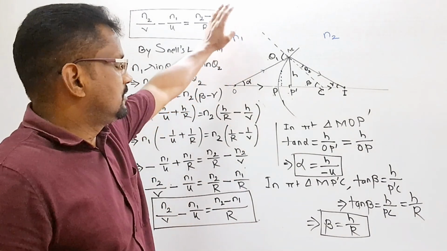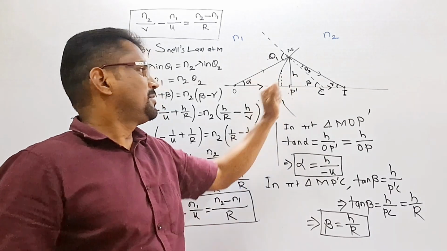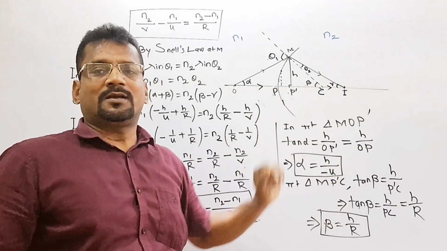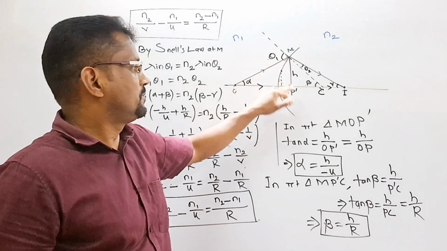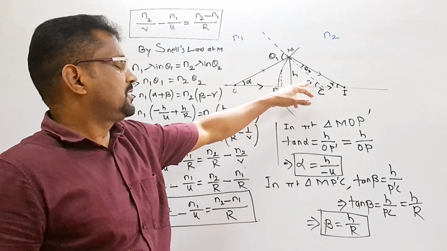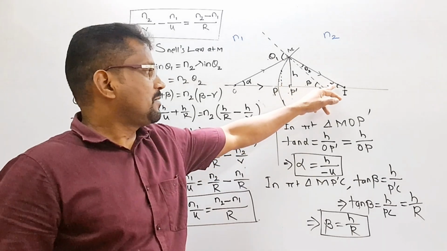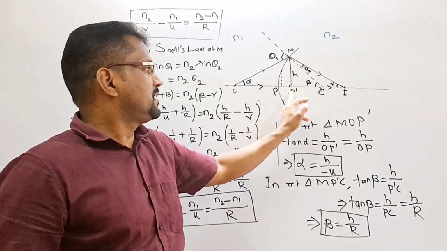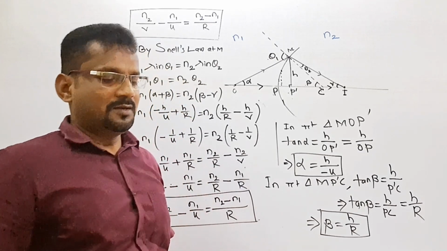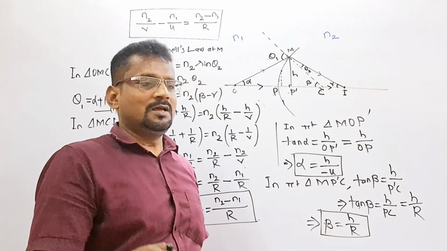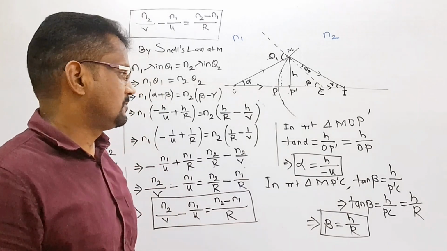After that, just consider three right triangles: the right triangle for alpha, for beta, and for gamma. For alpha, take the right triangle OMP dash and write tan alpha. For beta, the right triangle MP dash C, write tan beta. For gamma, the right triangle MP dash I, write tan gamma. Then tan alpha means alpha, tan beta means beta, tan gamma means gamma, according to the assumption, because alpha, beta, gamma are very small.